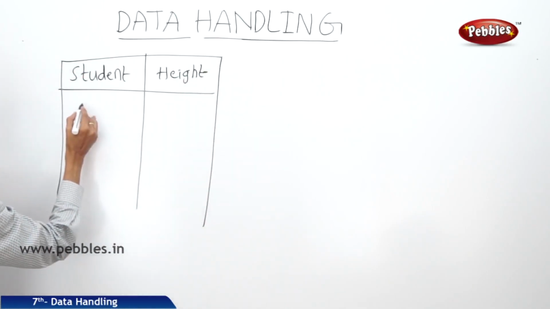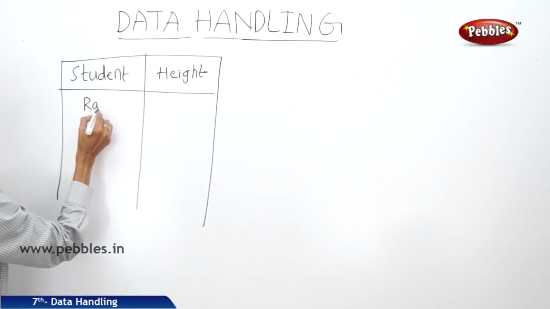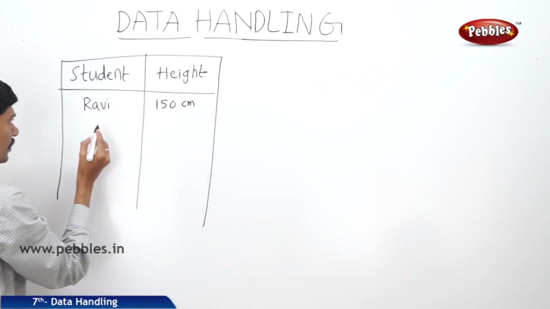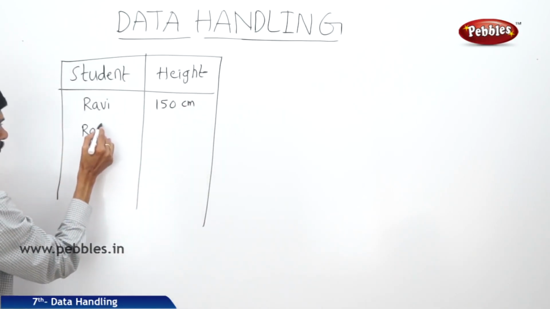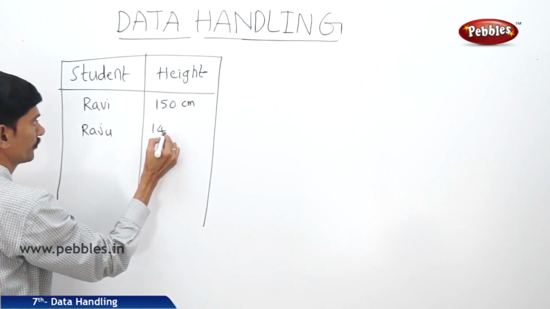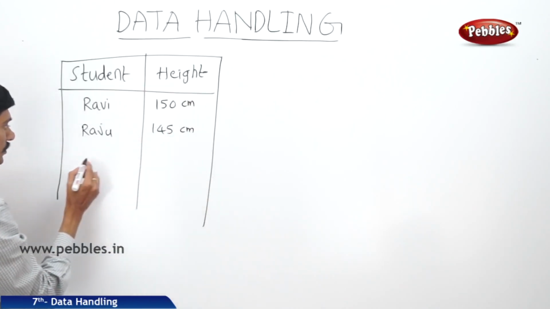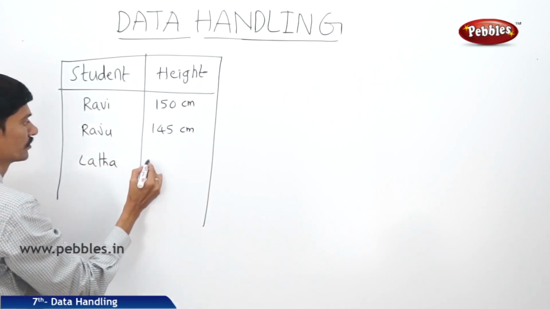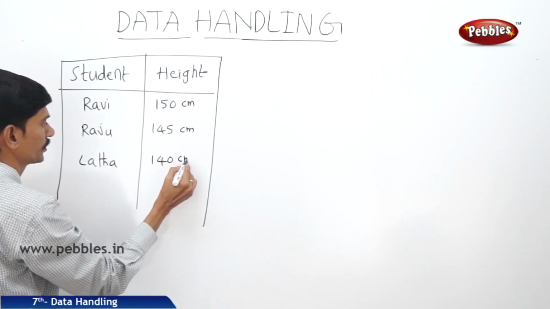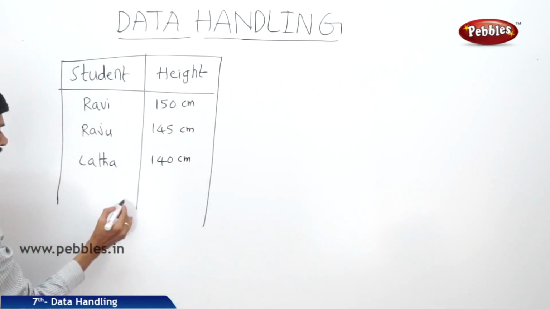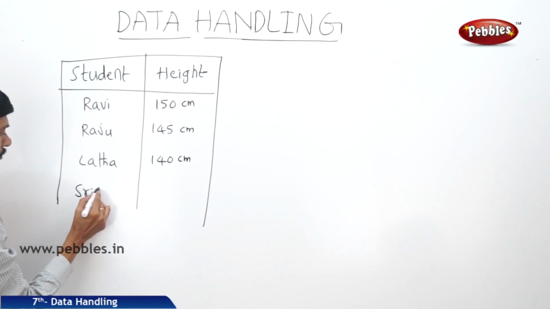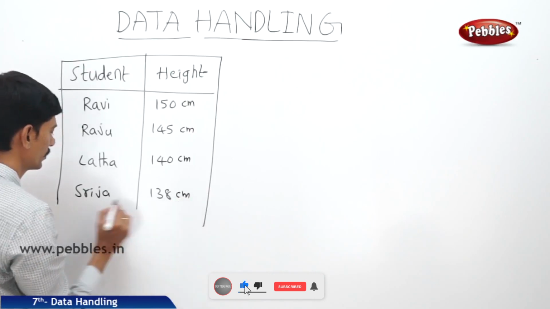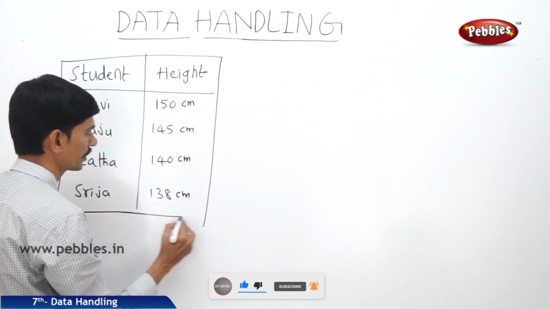Now for example, the height of a particular student Ravi is 150 centimeters, and the height of Raju is 145 centimeters, and the height of Lata is 140 centimeters, and the height of Srija is 138 centimeters. So these are the heights of some students in a class.